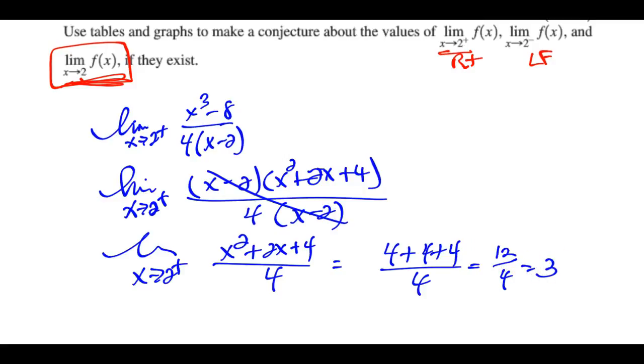Then notice that if I were to change the problem from the limit as x approaches 2 from the left, nothing really changes. I'm just looking at numbers that are really close from the left side. So I still get a 3. So the limit from the left is equal to the limit from the right.